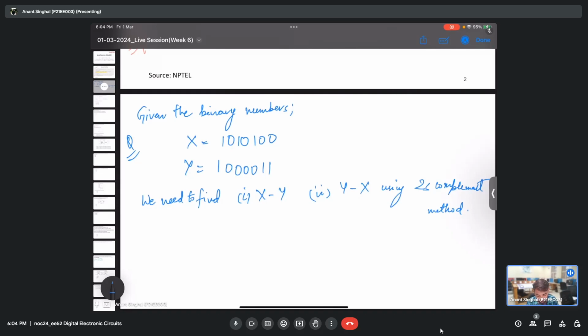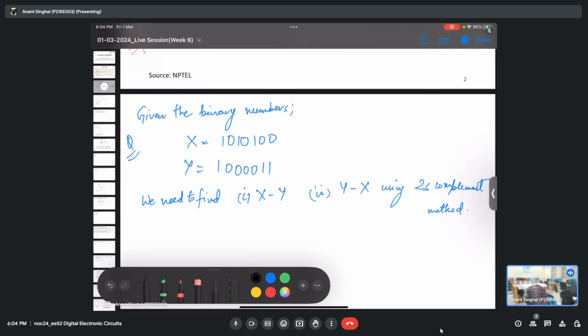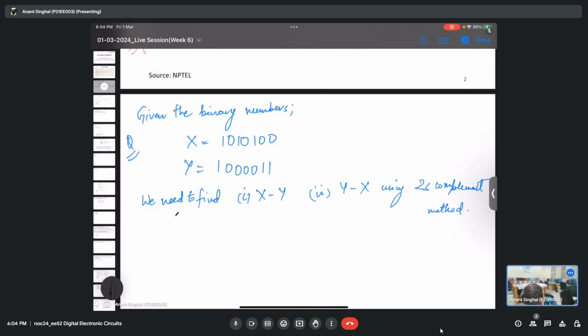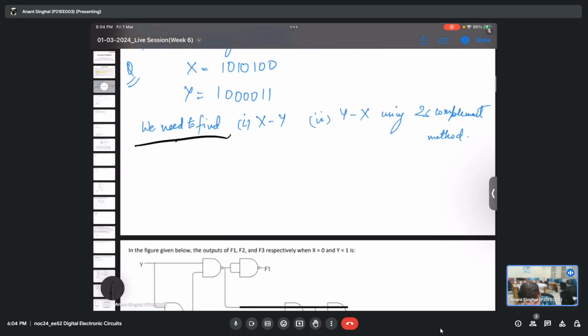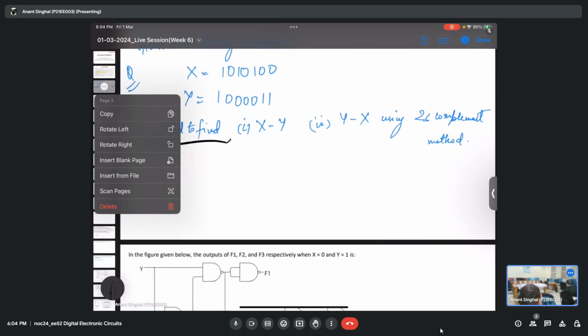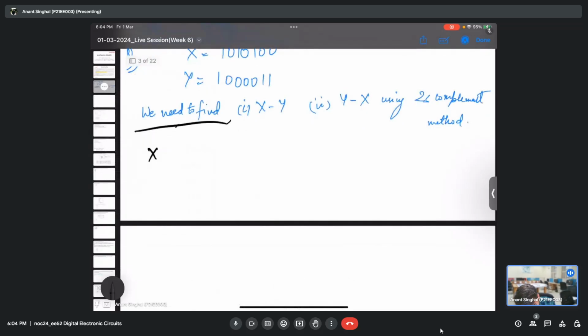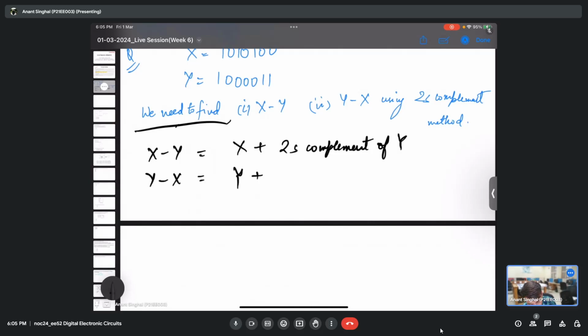Let's start the solution. The basic terminology is: if we need to subtract y from x, using the 2's complement method, we can add the 2's complement of y to x, and this will give me the subtraction. Similarly, if I need to subtract x from y, then I need to do y plus 2's complement of x.